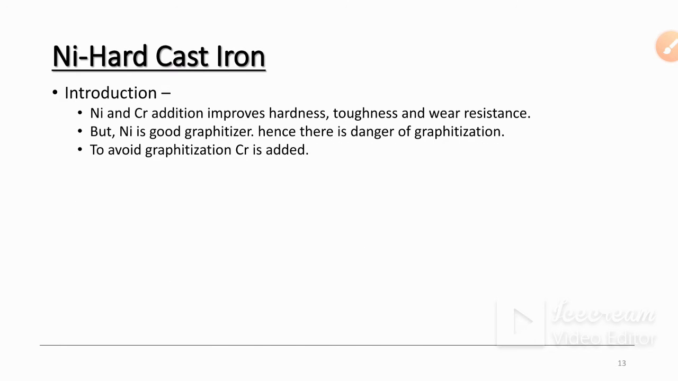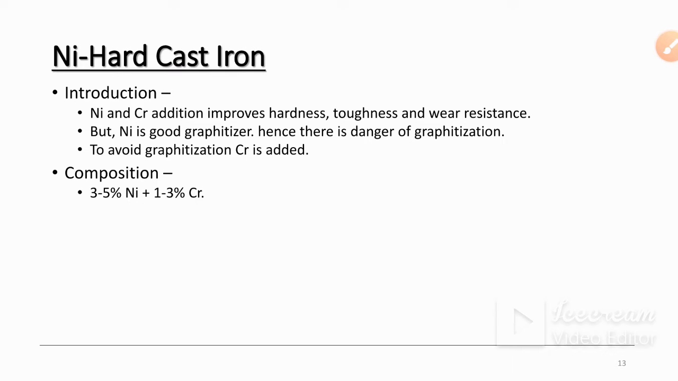Ni and Cr, meaning nickel and chromium, are added in this cast iron to improve the hardness, toughness and wear resistance. But nickel is a good graphitizer, hence there is a danger of graphitization. Because of nickel, graphitization takes place, so to avoid graphitization, chromium is added. Hence nickel with chromium is added in Ni hard cast iron.